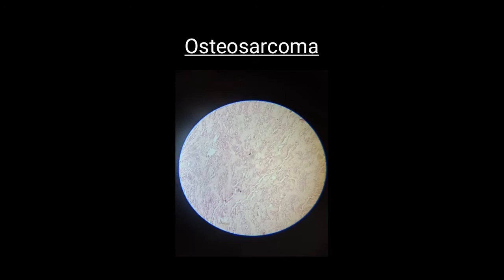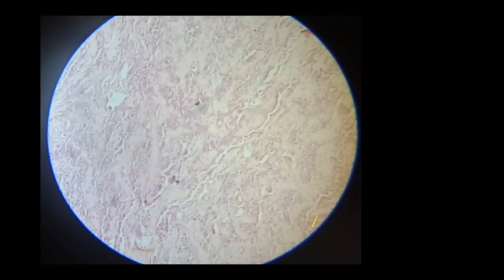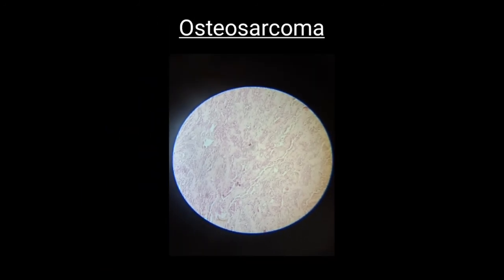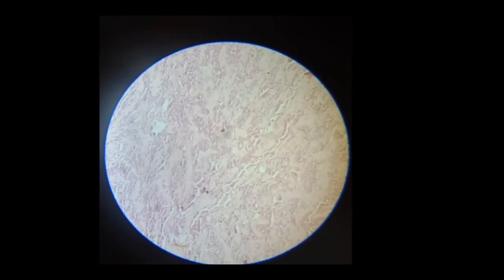And the next is osteosarcoma. This is a slide showing you osteosarcoma. Now I am going to discuss it. There are homogeneous pink streaks of osteoid tissue as seen in the slide, with malignant cells. Malignant cells with their usual characteristics, that is scattered, dark stained, pleomorphic, oval and elongated, and multinucleated giant cells, and hemorrhagic areas are also seen in many cases.